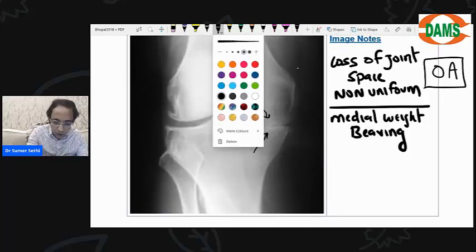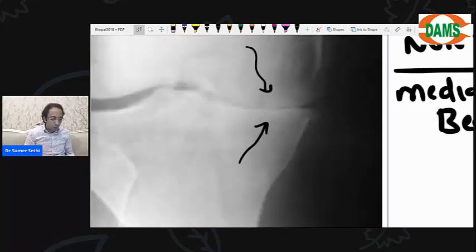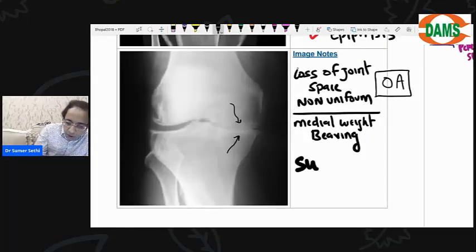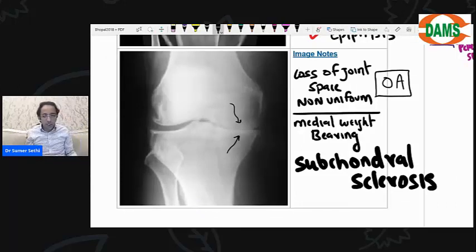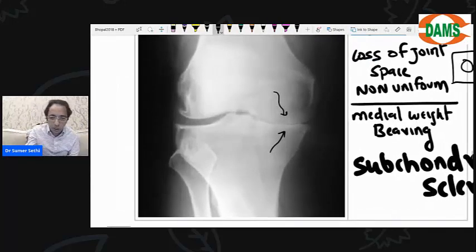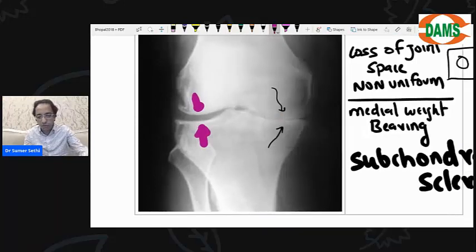Another thing that you can notice here is, if you look at the margins of the joint, which I have marked with the arrow, these margins are dense. We will call it subchondral sclerosis. So this is a typical X-ray showing you osteoarthritis of the knee, non-uniform. Now look at the lateral compartment. Do you see the cartilage in the lateral compartment is preserved and the joint space is preserved? Everybody understands the concept or not? Okay, now let's go further.